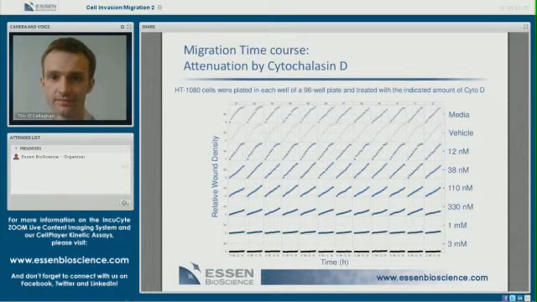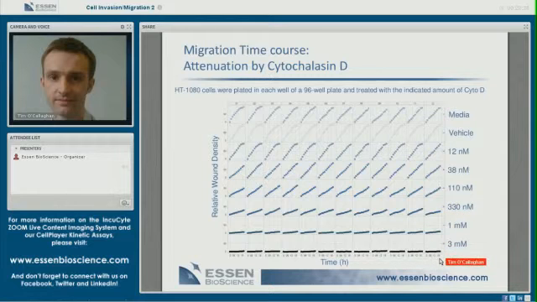IncuSight Zoom provides a very nice microplate view of the temporal time courses for the experiment. And this is really helpful to allow you to compare treatment effects across the plate. In this experiment, HT1080 cells were plated in each well of the 96 well plate, and they were treated with increasing amounts of cytochalasin D. And as the concentration of cytochalasin D increases, we can see a decrease in the rate of wound closure for the HT1080 cells.